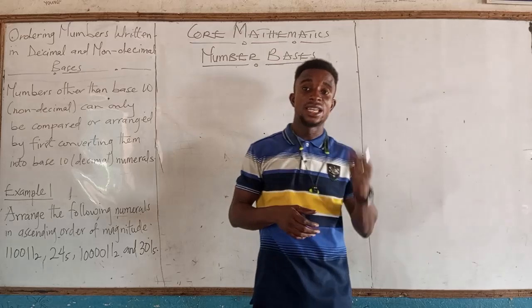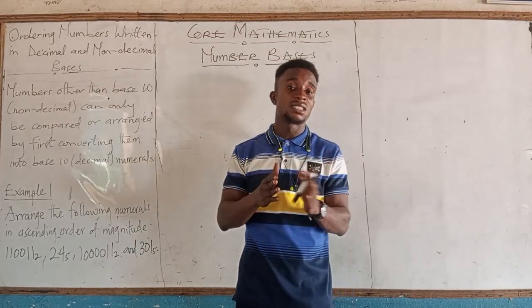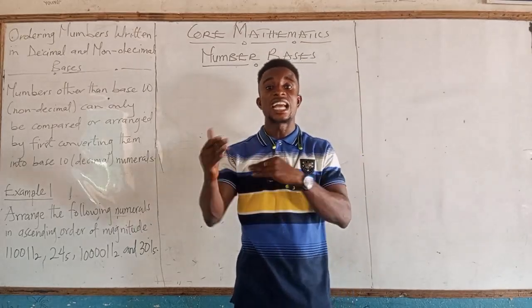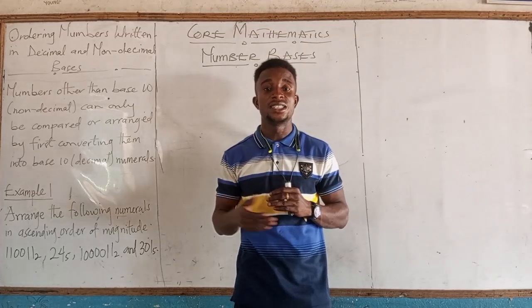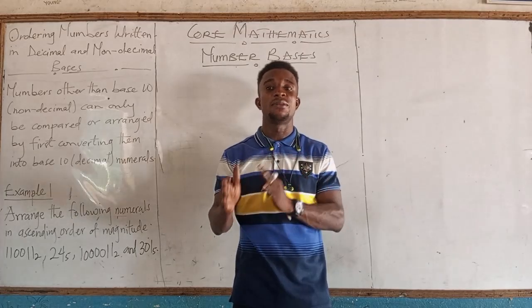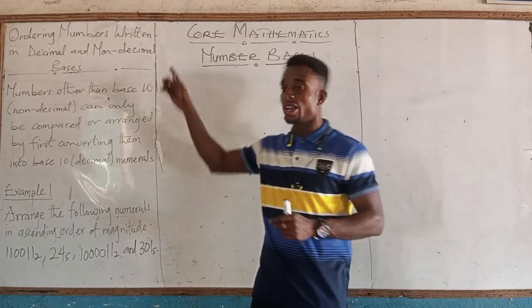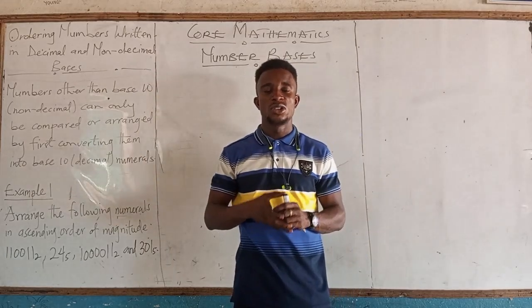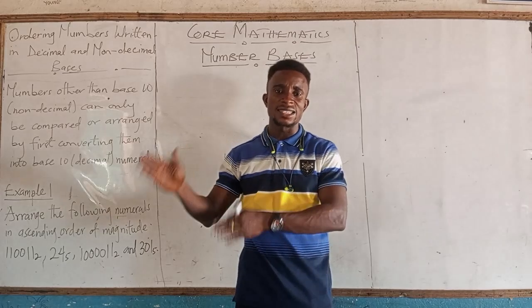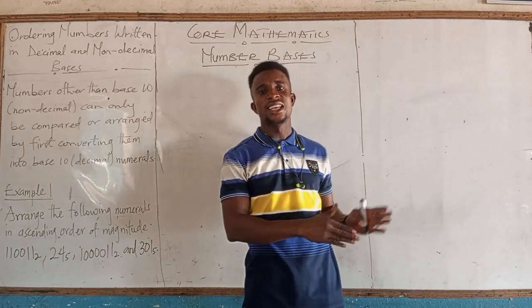So when we say that, it means the decimals and the non-decimals can be mixed together in other bases. Different bases, and you'll be asked to arrange them. Are we getting that? So when we say in order or ordering, you can be asked to order them in ascending order or descending order.